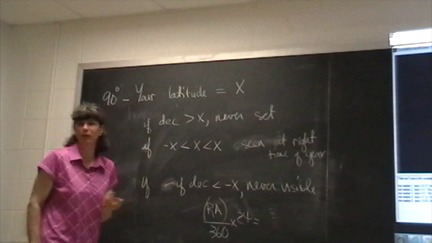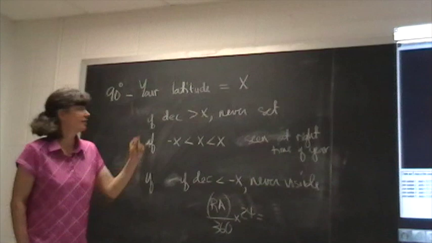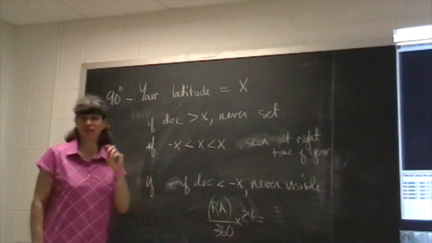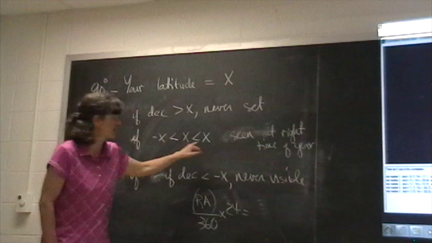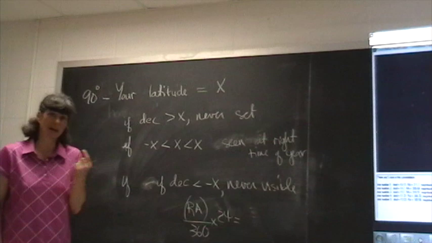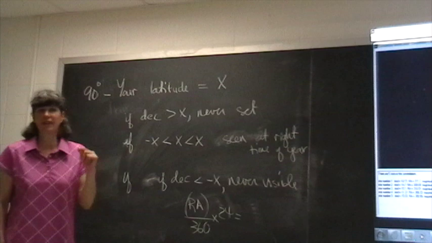If the declination of a star is greater than X, 47.3 for Vermilion, the stars will never set. If the declination of that star is between a negative X and a positive X, then the star will rise and set and will be visible some nights of the year. If the declination is less than a negative X, that star will never be visible.